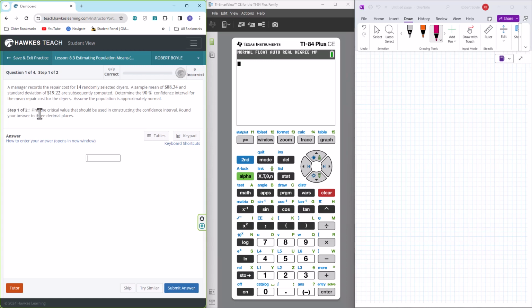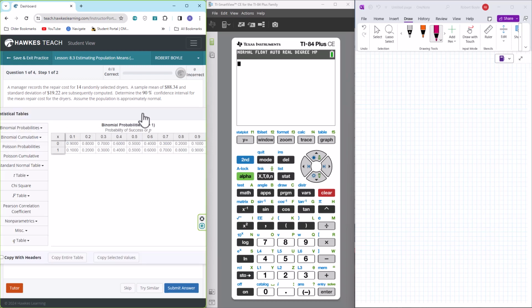The first thing we need to do is find the critical value. To find the critical value, we are going to want to go into our collection of tables. Since this is a sample standard deviation and we do not know the population standard deviation, we have to use a t-table. And we want to find the area in one tail, not the area in both tails.